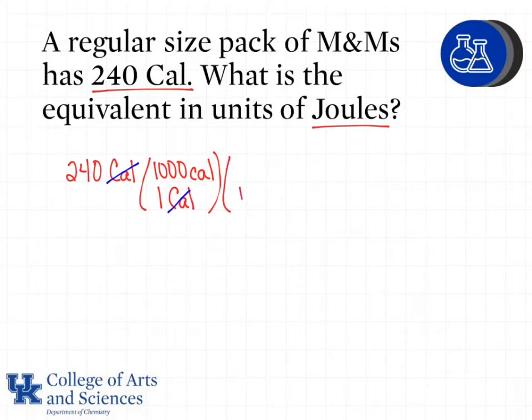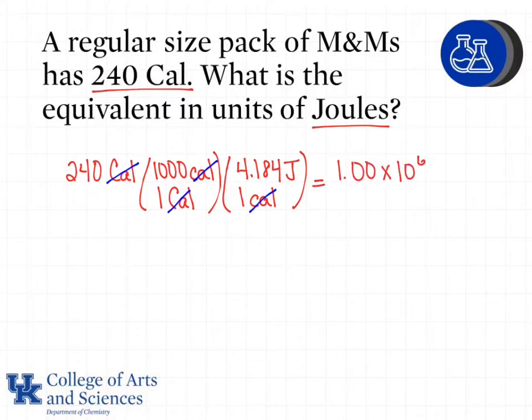Next, I have little c calories that needs to be in the denominator, so it will cancel. And 1 little c calorie is equal to 4.184 joules. So little c calories cancel. At this point, I'm left with units of joules, which is what I'm being asked for in the question. I do the math and find that I have 1.00 times 10 to the 6th joules.